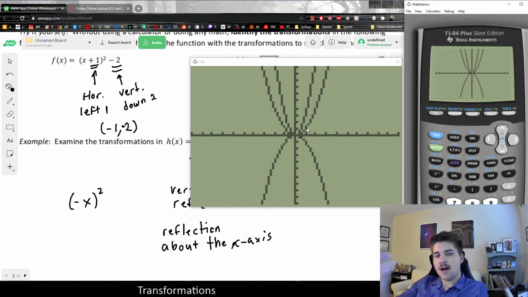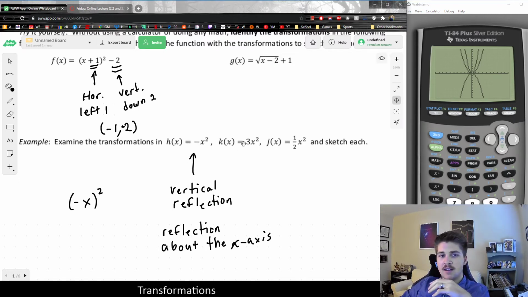Anyways, it kind of depends on the way you're looking at it. And every multiplier can be looked at as either horizontal or vertical in the same way. It's the same idea as, well, what's happening to the outside versus what's happening to the inside. And since the 3 is on the outside, it's not in parentheses.